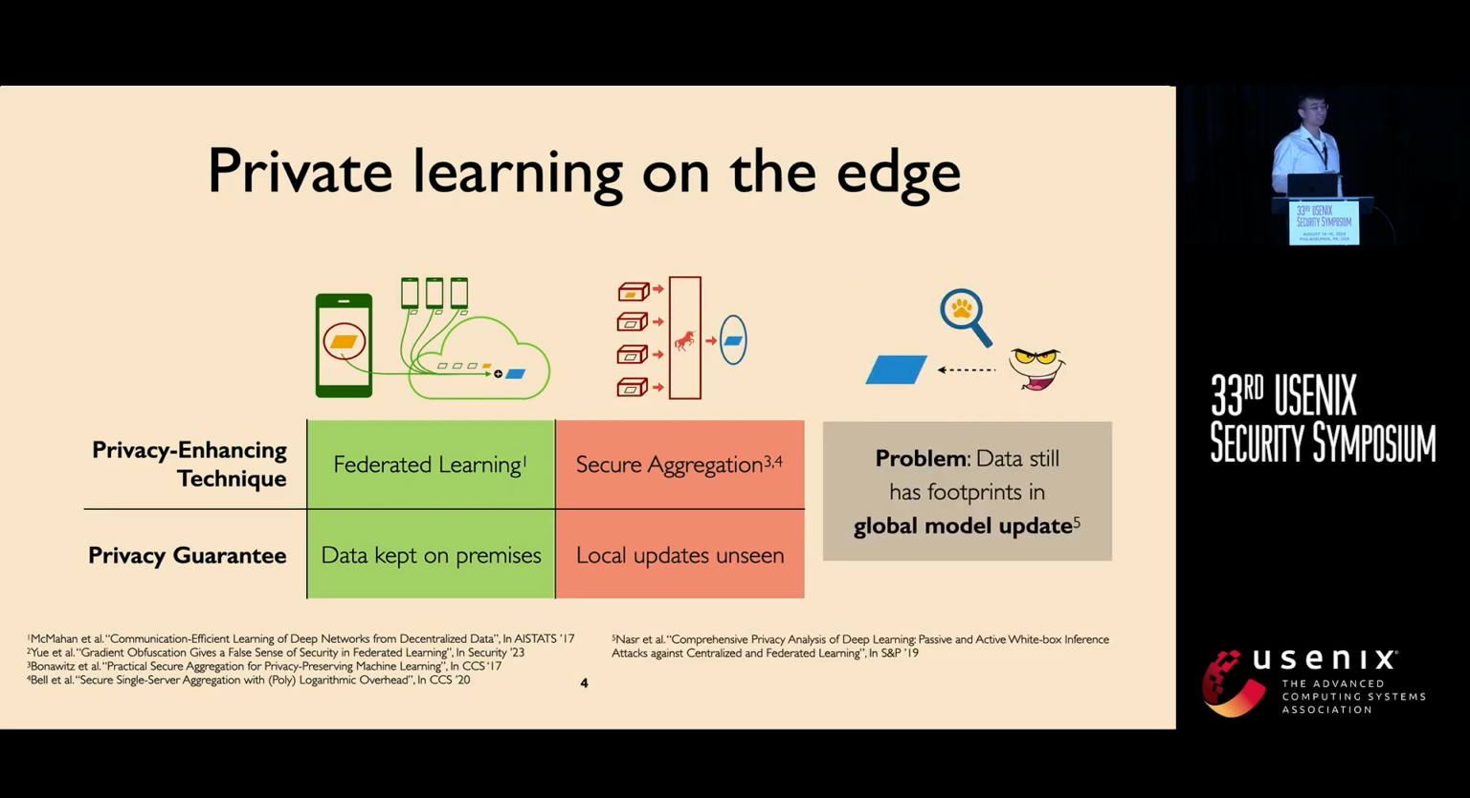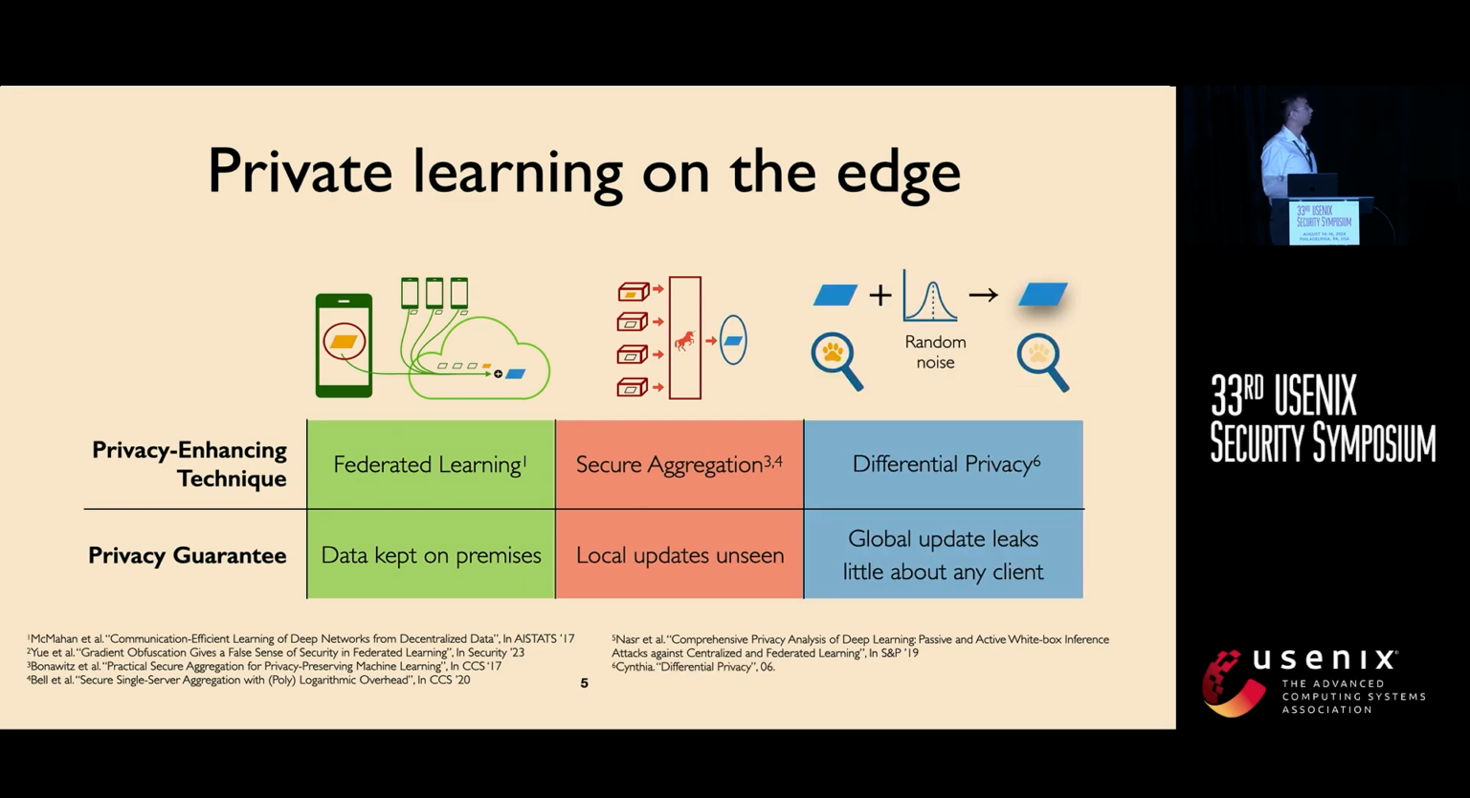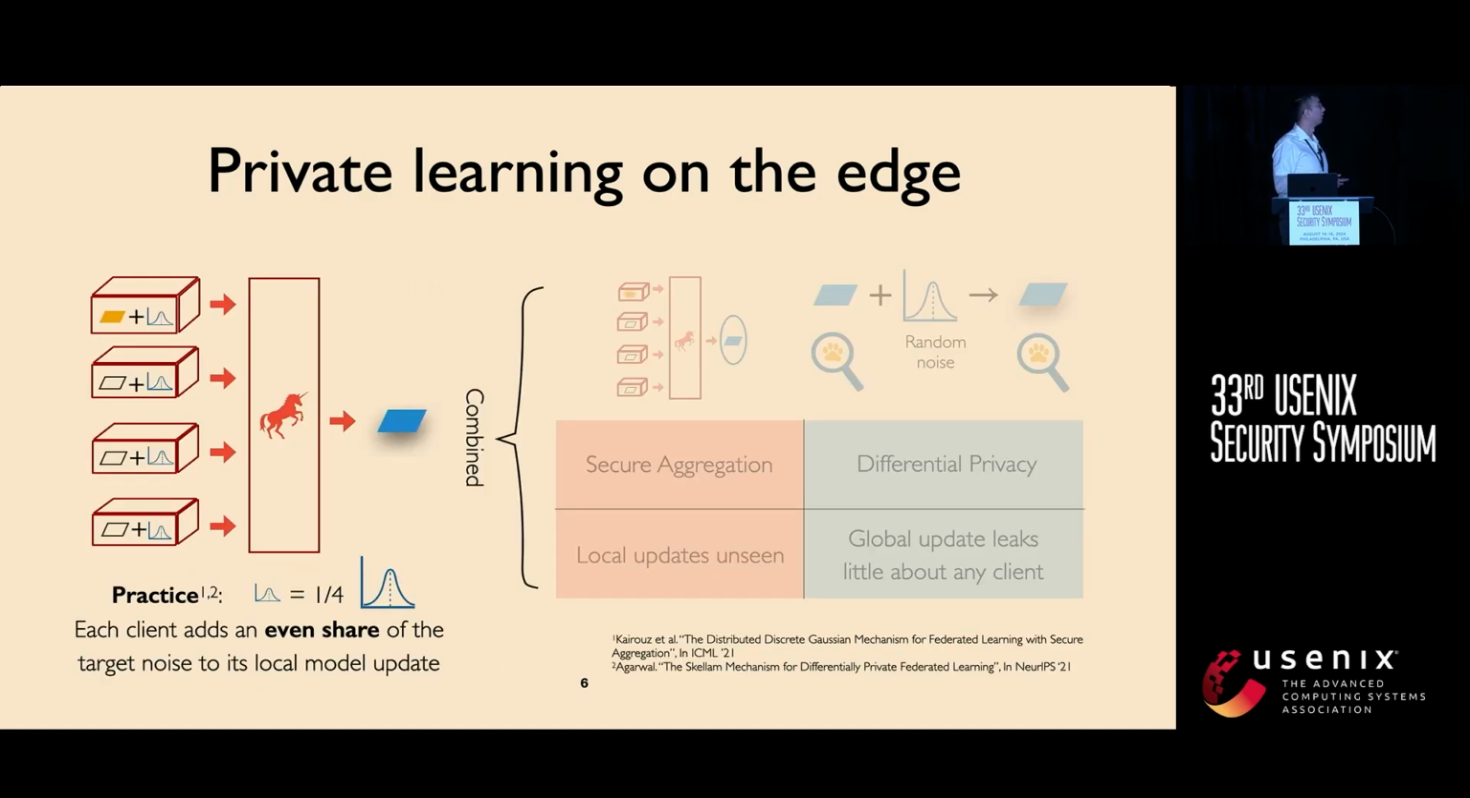And this is still not enough because some sensitive information can still be leaked from the global model update. So we additionally need differential privacy, where we essentially add some random noise to the global model update to make any possible footprint of user data blurry and hard to exploit. In practice, the DP noise is added in a collaborative manner, where for each round, each participant adds an even share of the noise to its local update, so that after aggregation, the noise contained in the global update is essentially the target amount.